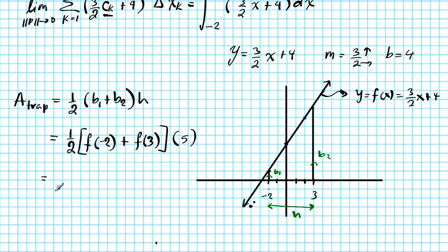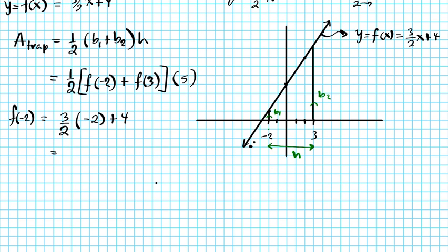So, what is f of negative 2? F of negative 2, basically I'm going to plug in negative 2 into the function. Remember, f of x is the function we are finding the definite integral of from negative 2 to 3, which is 3 over 2 x plus 4. Okay, so f of negative 2 is going to be 1 half. Actually, it's going to be 3 halves times negative 2 plus 4. Okay, and if you work that out, this 2 cancels out with that. Negative 3 plus 4, which equals 1.